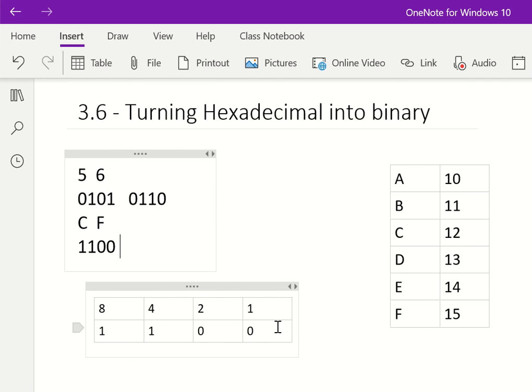And then to work out F, this is a nice easy one actually, because F is the largest value you can have in hexadecimal, which means 8 plus 4 plus 2 plus 1 must be true, because 8 plus 4 plus 2 plus 1 equals 15. So all of those are 1s, which means the second value is 1, 1, 1, 1. And again, if I added 8 plus 4 plus 2 plus 1, I would get F, or 15. And if I added up 1 and 1, which is 8 and 4, I would get 12, which is C. And there we go. That's how you turn hexadecimal values into binary.